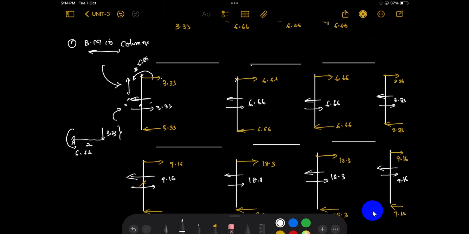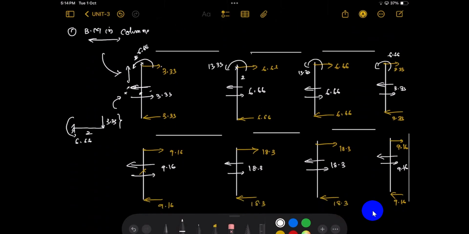It is 6.66 and the height is 2, so we multiply. What is that value? 6.66 multiplied by 2 is 13.33. Here it is 6.66. What is the moment here? It is also a joint, so it has a moment.